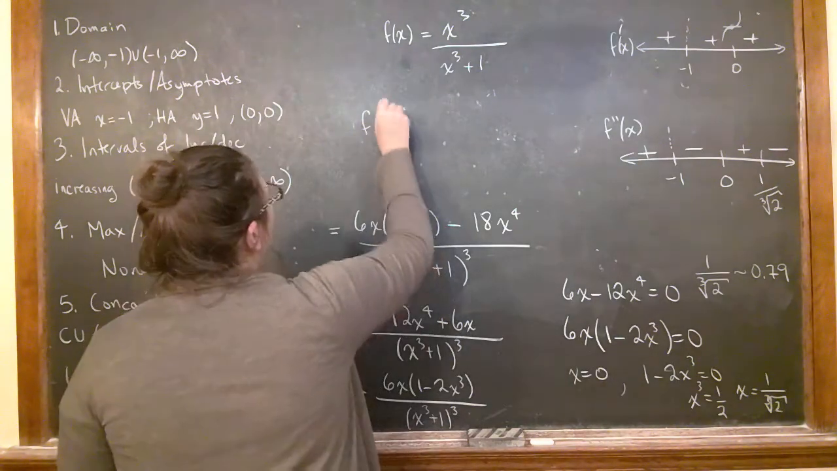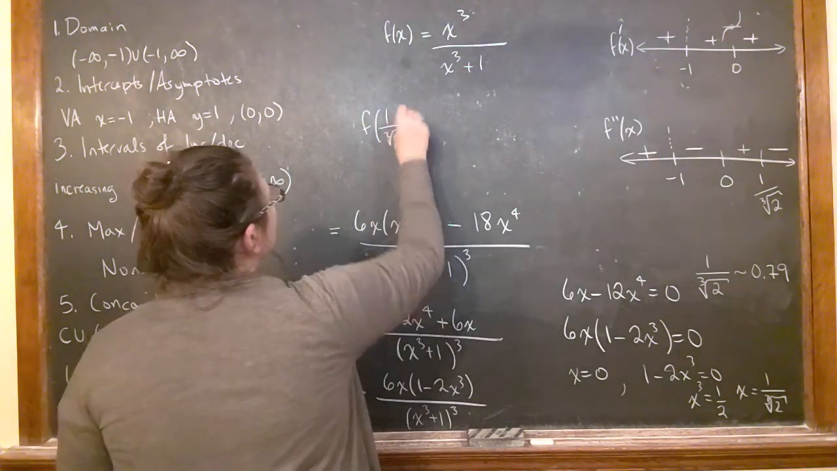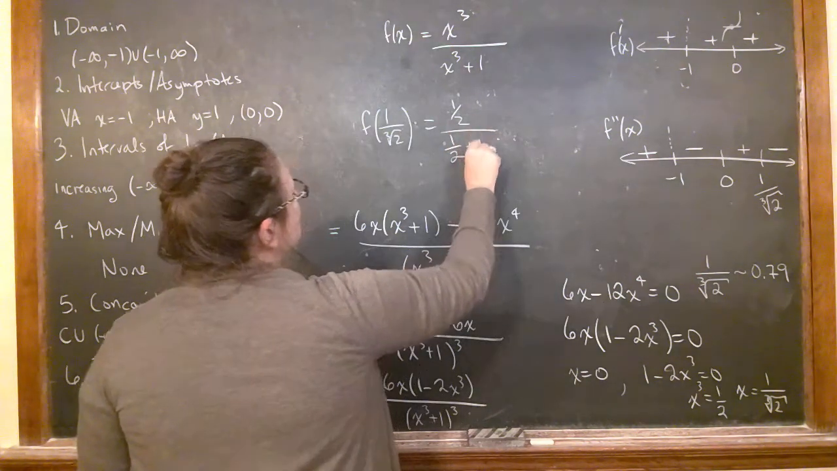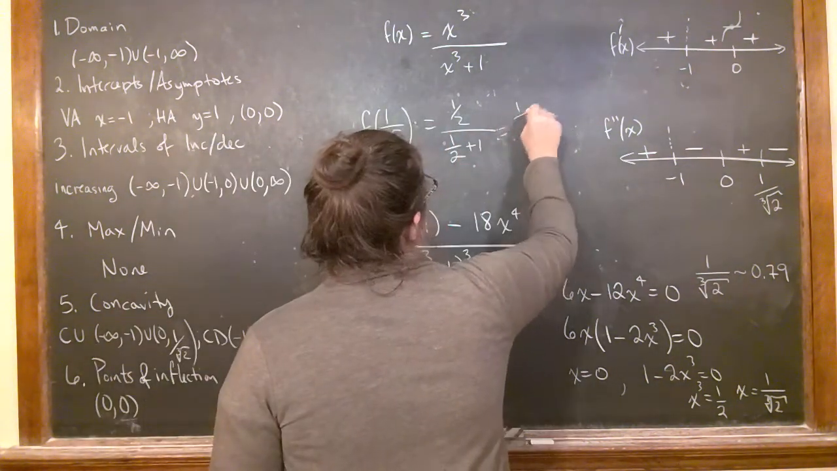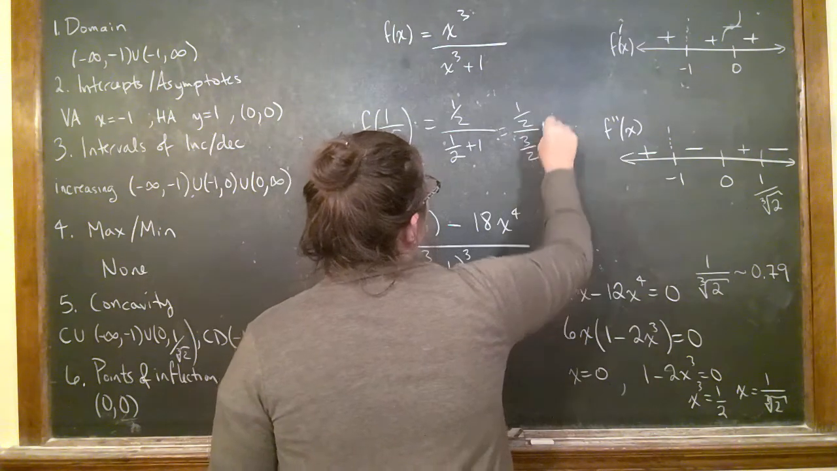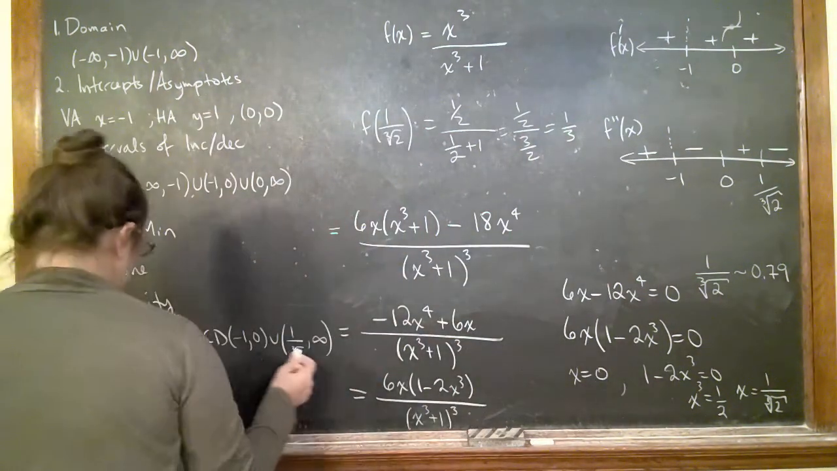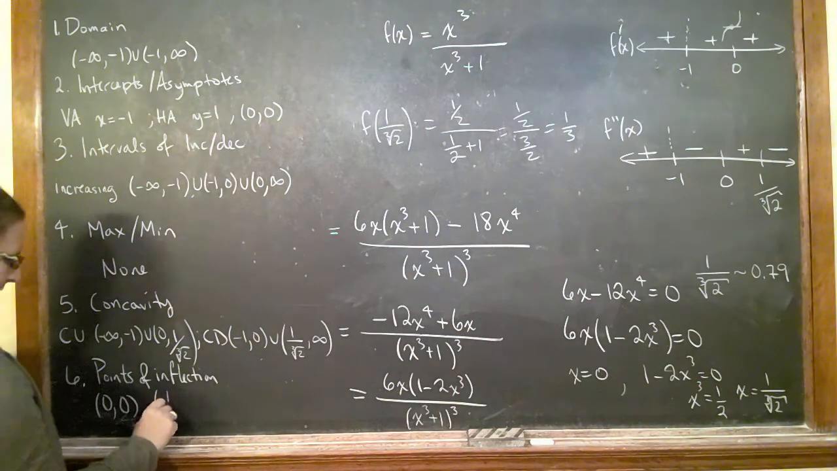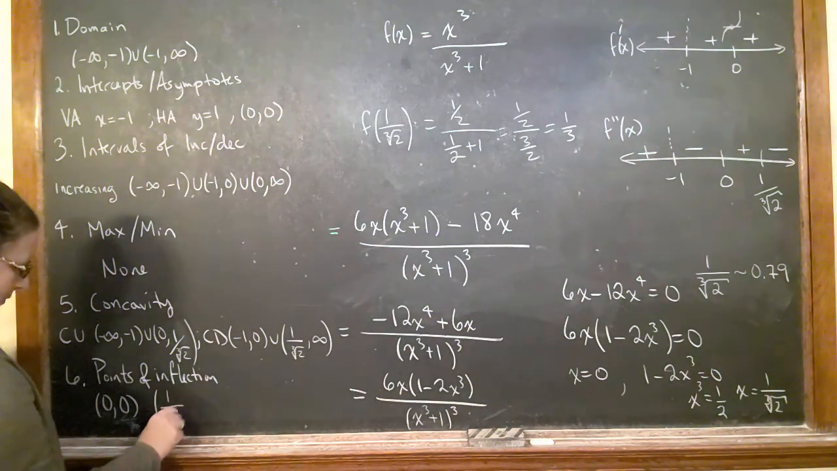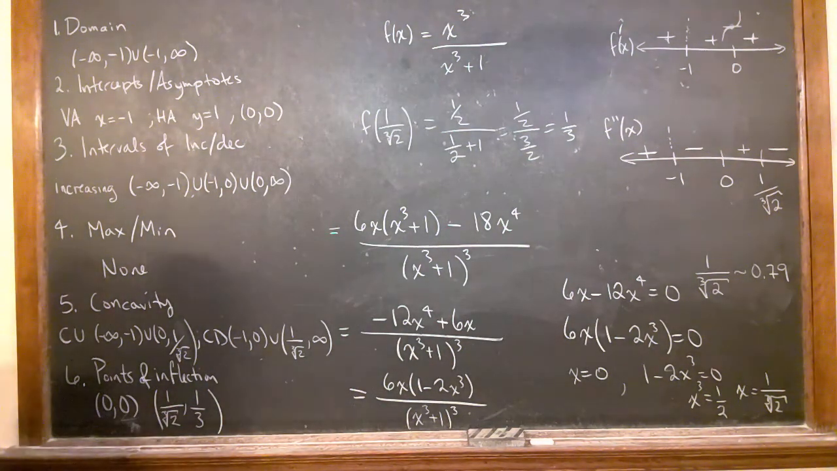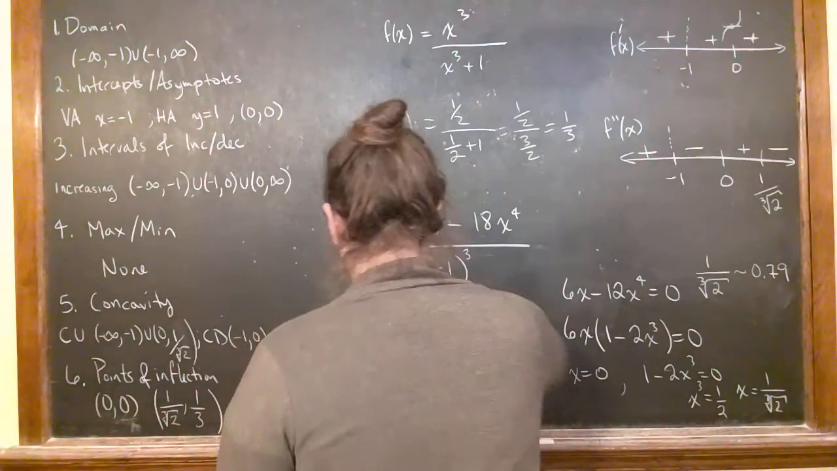F of 1 over cube root of 2. Of course, this is going to be 1/2 over 1/2 plus 1. So 1/2 over 3/2, so it's going to be 1/3. Okay, so 1 over the cube root of 2 and 1/3. Okay, so now I have to put all this together and graph the graph.